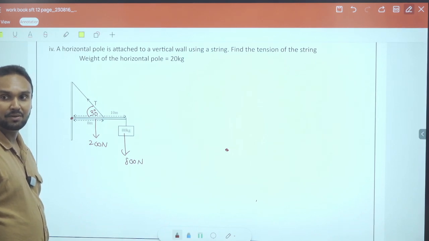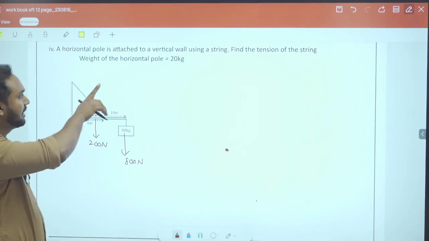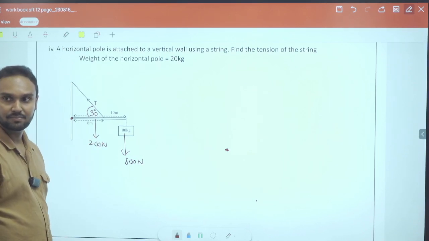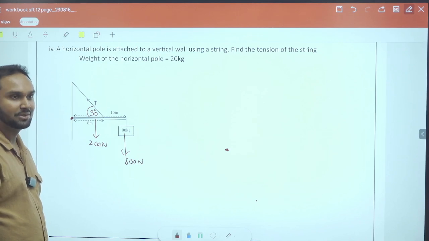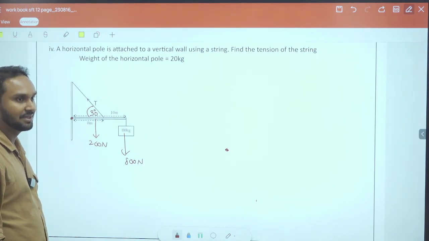Which one is perpendicular? The pivot point is here. So is T sine or T cos perpendicular? Is it sine or the cos? Yeah, Johan, tell. Sine. Why should it be sine?